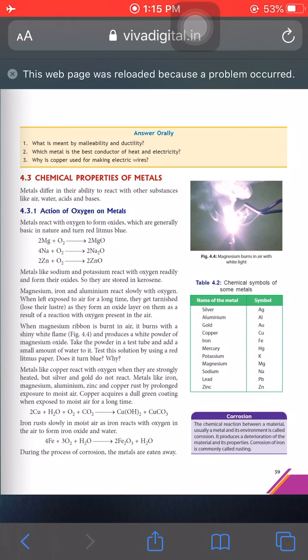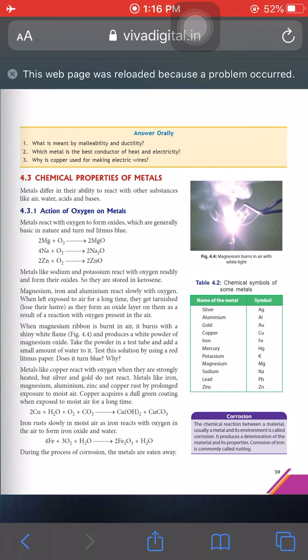Okay, if I ask you a question, which elements are kept inside the kerosene? The elements are sodium and potassium. Okay. Next, magnesium, iron and aluminium react slowly with oxygen when left exposed to air for a long time. Here you can take an example of iron.